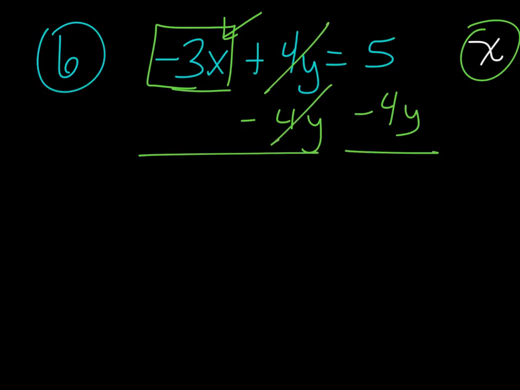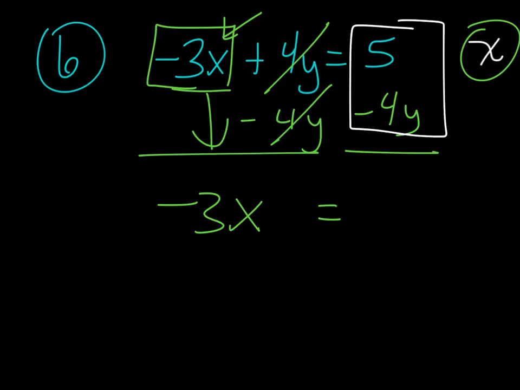This cancels out. Now bring down your negative 3x. Bring down your equal sign. Now I want you to notice something. These two are not the same. They're not like terms, so you can't combine them and make y. That's not correct. So what you have to do is you put them down beside each other.